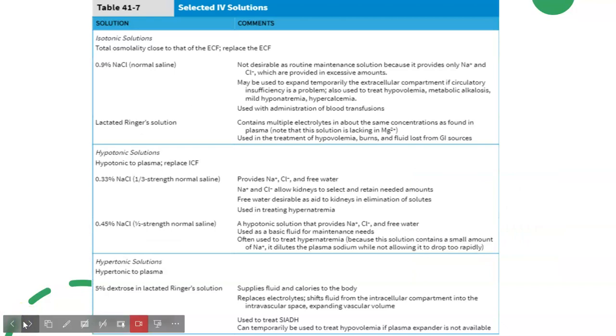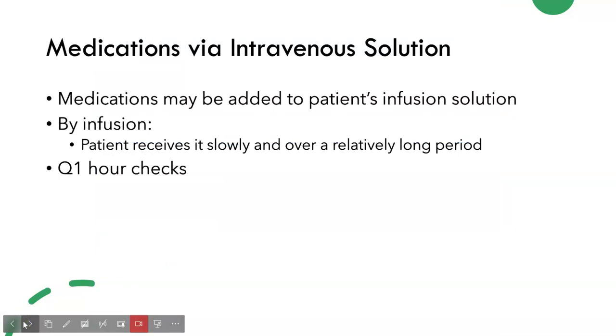And then this is just a chart that's in your ebook. It just kind of goes into more depth on the different kinds of solutions. You can just use this as a reference. Okay. So medications via IV solution.